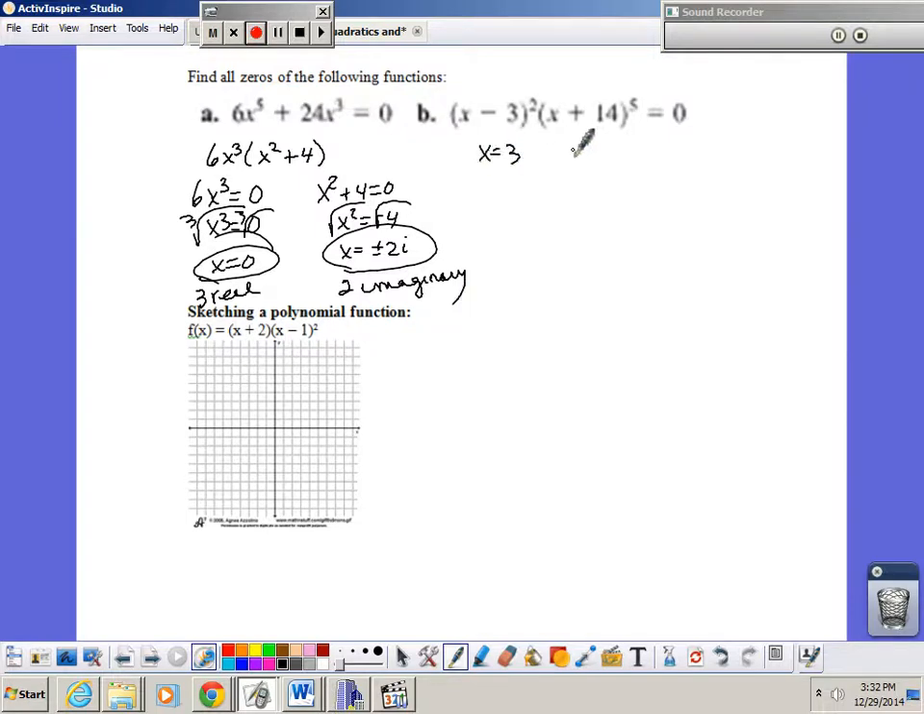X equals 3. X equals negative 14. This is a double root. And this is happening 5 times. So I have 5, 6, 7, my 7 roots.